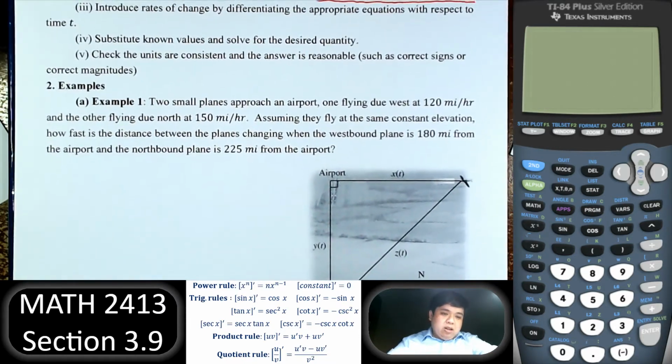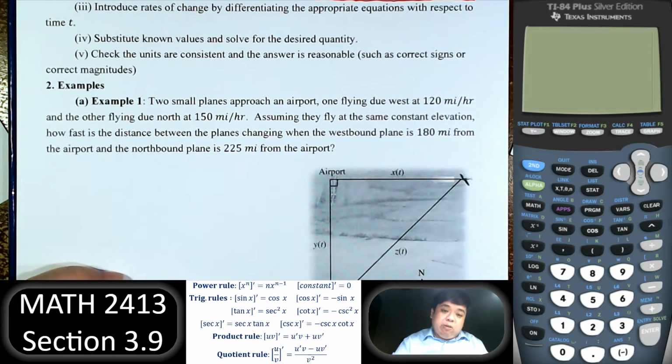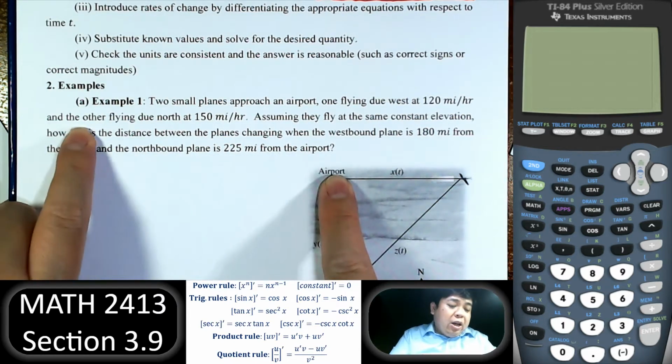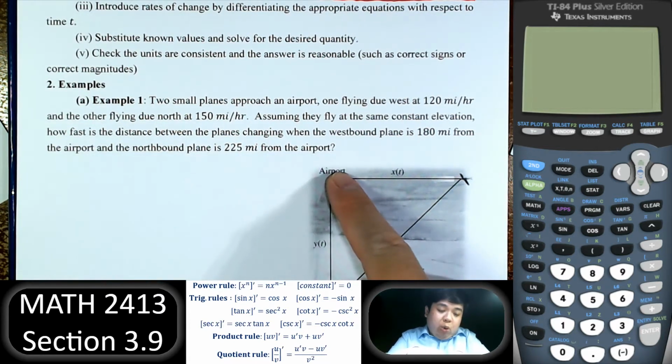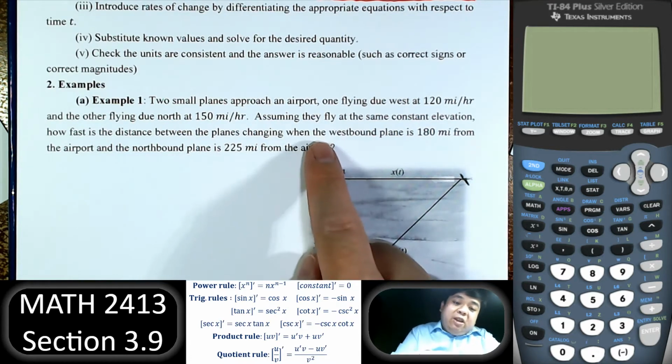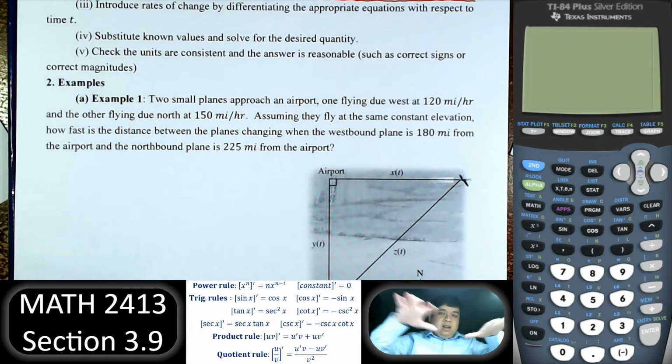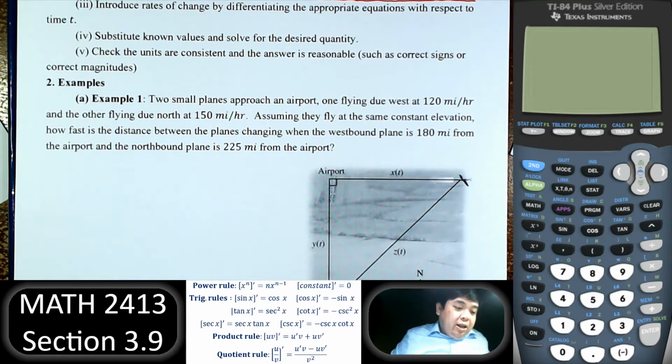So, two small planes approach an airport. One flies due west, so this one goes west. And the other one due north, so that one goes north. Assuming they fly at the same constant elevation, so it's not like one flies above and one flies at the bottom. So just everything on the same plane. So we only deal with two-dimensional rather than three. Right. How fast is the distance between the planes changing when the westbound plane is 180 miles from the airport and the northbound plane is 225 miles from the airport?